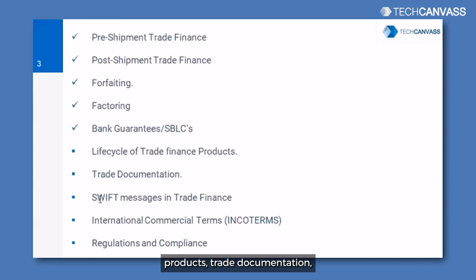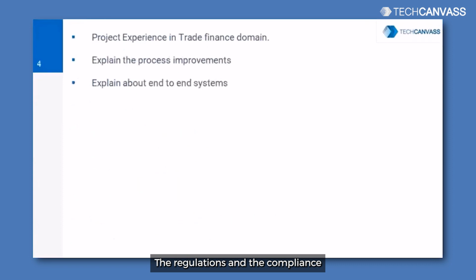trade documentation, SWIFT messages, International Commercial Terms, which you can also call Incoterms, and the regulations and compliance, and the project experience in the trade finance domain which I have, and I will explain the process improvements which we have done as part of our projects and the end-to-end system we worked on.